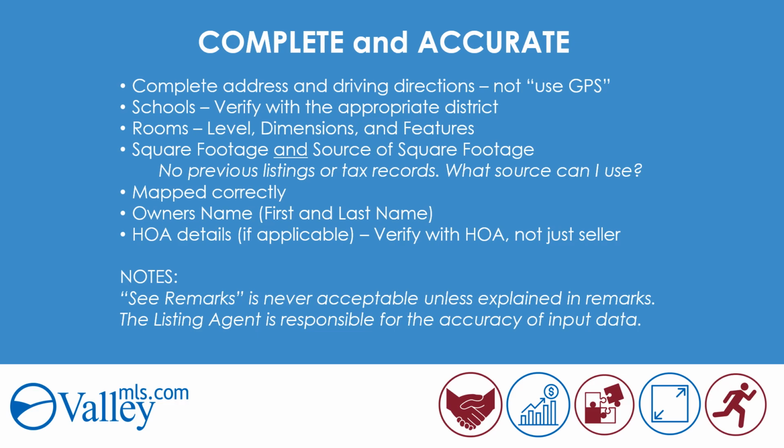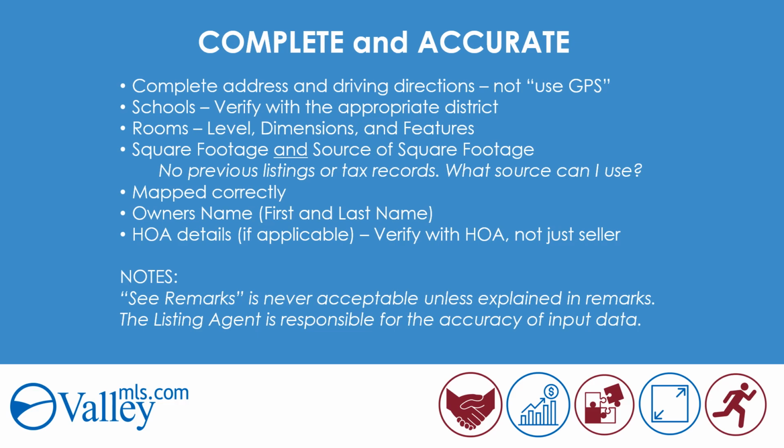You want to have a specific starting point and end point with specific turns, east and west, things of that nature. So people can easily navigate their way from a local geographical location that's well known to the endpoint being that listing address. Second bullet point is schools. So you want to verify with the appropriate district because it's absolutely critical for many home buyers, as that's one of the major features or criteria when looking for homes.